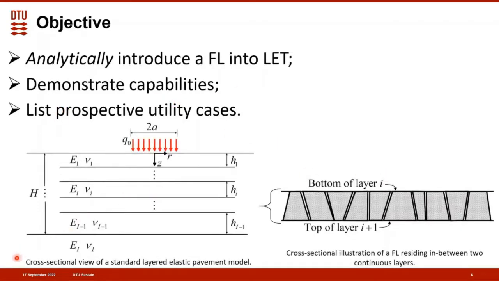Graphically, we are thinking about taking a standard layered elastic pavement model with several layers, where the lowest layer is semi-infinite, loaded at the surface over a circular area with a uniform stress intensity that is applied vertically, and then introducing a discontinuous, fragmented or severely broken layer into the system somewhere between layer I and layer I+1.